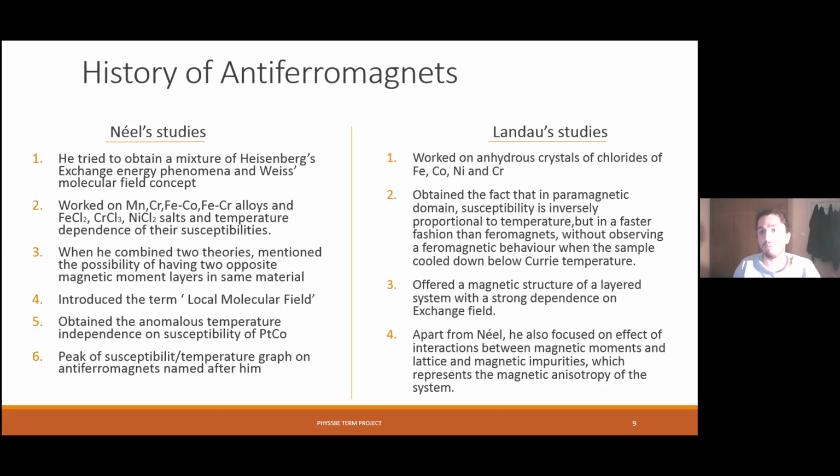When we talk about Landau's studies, he worked on anhydrous crystals of chlorides of iron, cobalt, nickel, and chromium, finding that the paramagnetic domain susceptibility is inversely proportional to temperature, but in a faster fashion than ferromagnets. This part is important: without observing a ferromagnetic behavior when the sample is cooled below the Curie temperature, he offered the magnetic structure of a layered system with a strong dependence on the exchange field. And apart from Néel, he also focused on the effect of interactions between magnetic moments and the lattice and magnetic impurities, which represents the magnetic anisotropy of the system.